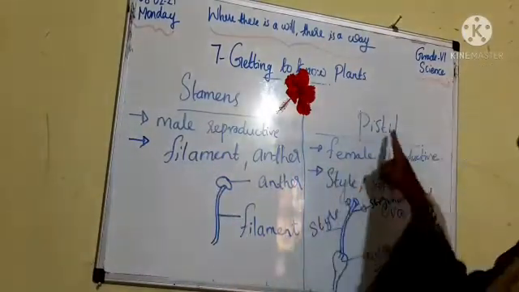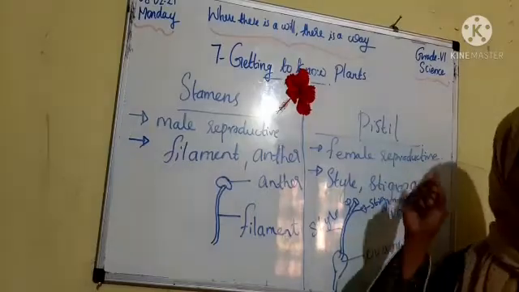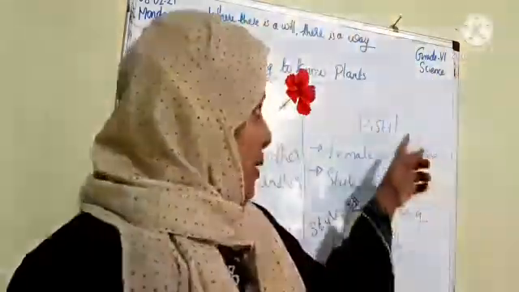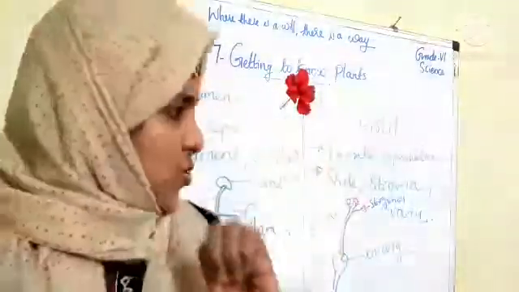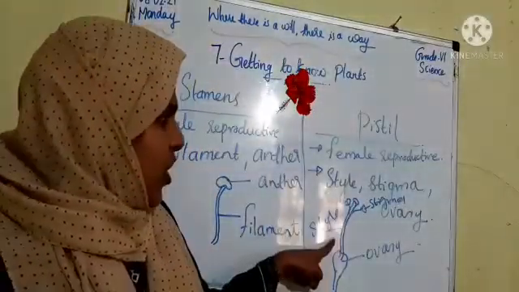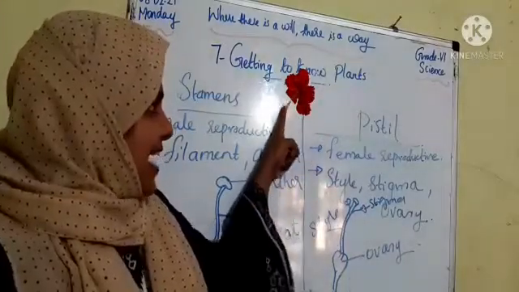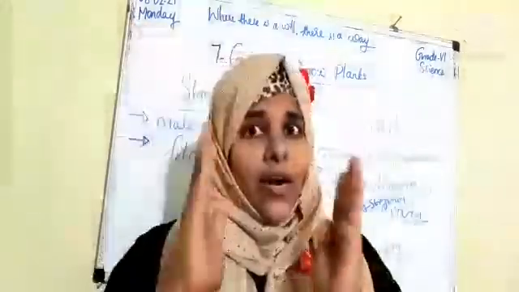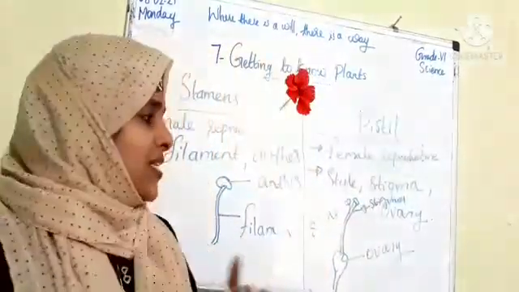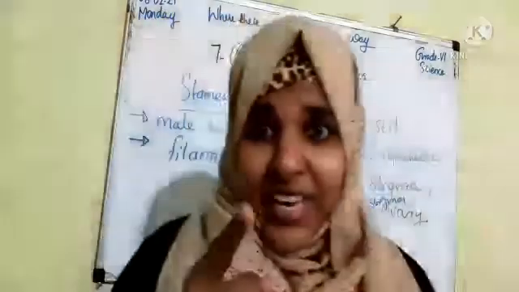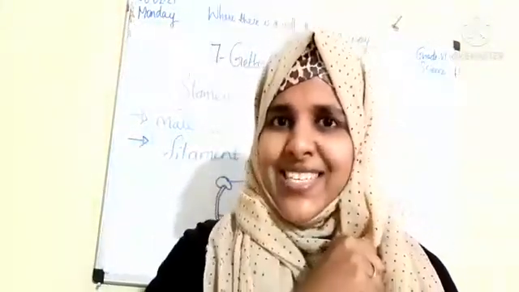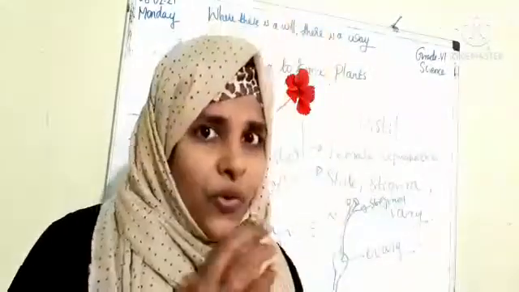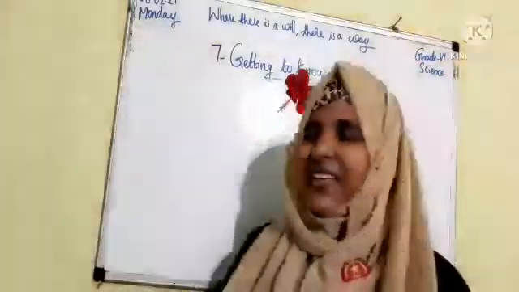When we check the pistil, it is the female reproductive part of the plant, and it consists of three parts. What are they, children? Style, the long tube-like structure. At the top of the style we can see stigma, and the swollen part of this pistil we call ovary. Inside of the ovary we can see ovules, bead-like structures. Understand? So look at the board, children.